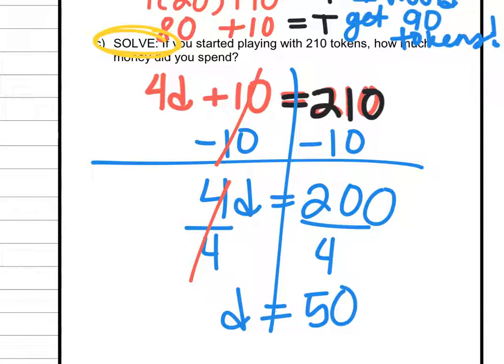You have to write a sentence that answers the question. The question was, if you started playing with 210 tokens, how much money did you spend? So Sebastian, what should I end with saying? I spent $50. Excellent. I spent $50.